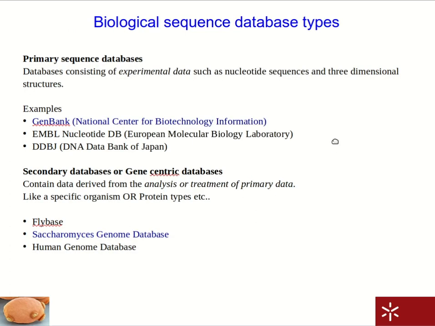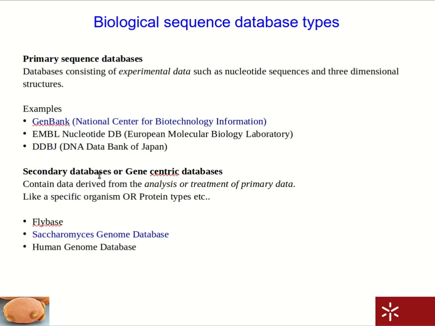Let's now shift a little bit to think about all the kinds of biological sequences that are available to us nowadays. There are two kinds of databases online that are usually free for everyone to browse. There are primary sequence databases and there are secondary databases, or gene-centric databases. The primary databases contain experimental data, sometimes raw data, such as nucleotide sequences, protein sequences, and structures. Examples of these are GenBank, which we have used, the American database, the European Molecular Biology Laboratory Nucleotide Database, the EMBL, and the DNA Data Bank of Japan. These three databases contain more or less the same information, although organized slightly differently.